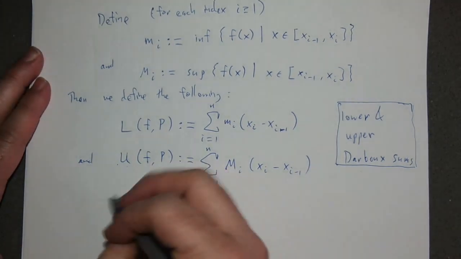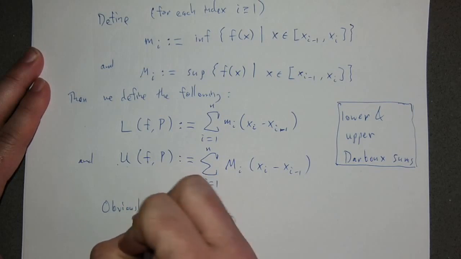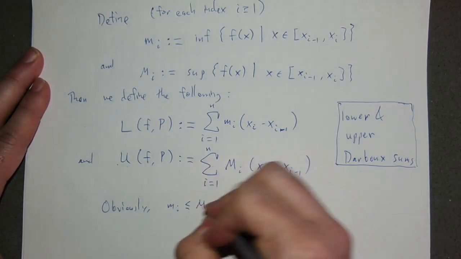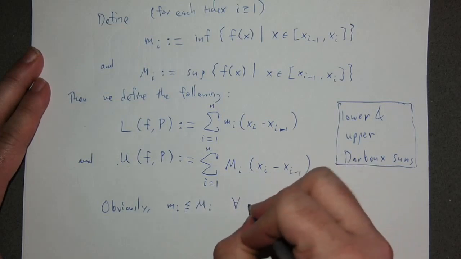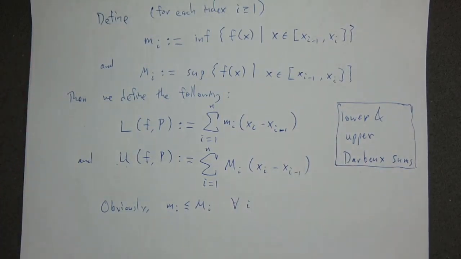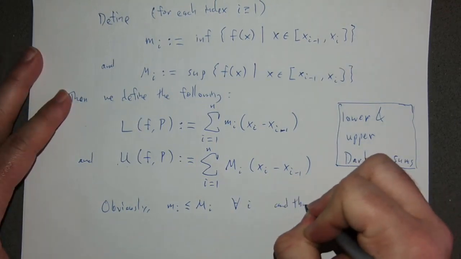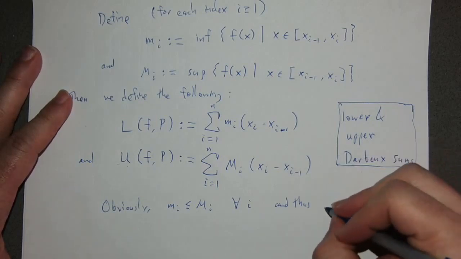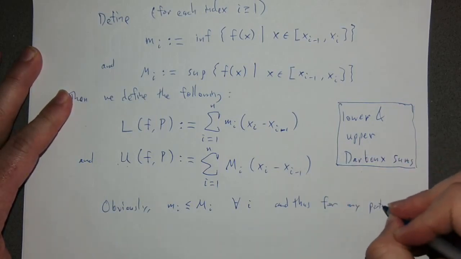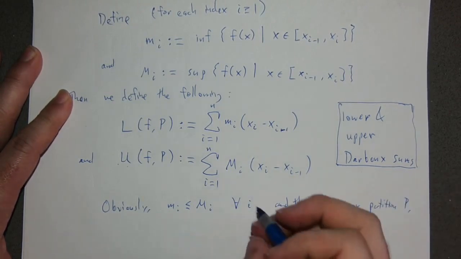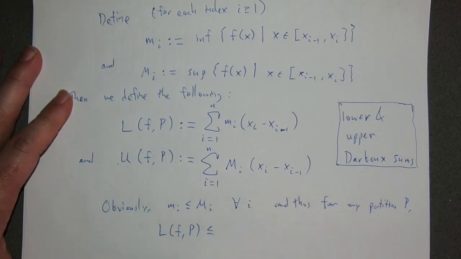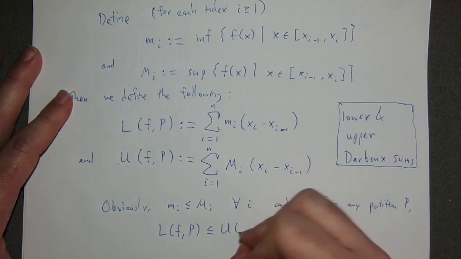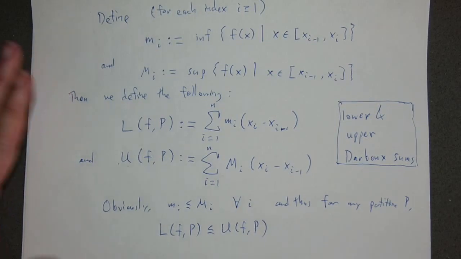Obviously, little m sub i is less than or equal to big M sub i for all i. So that's clear. And thus, for any partition P, it's true that the lower Darboux sum is less than or equal to the upper Darboux sum.